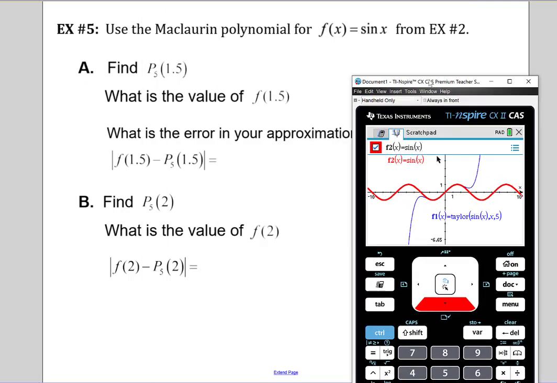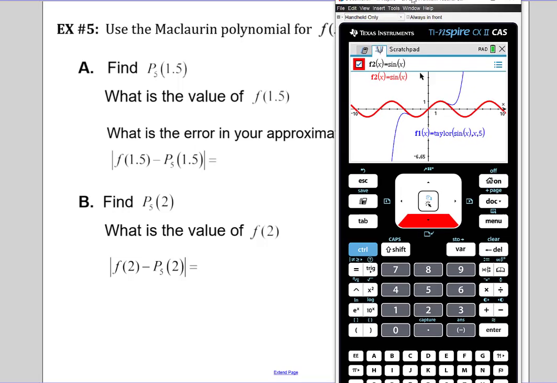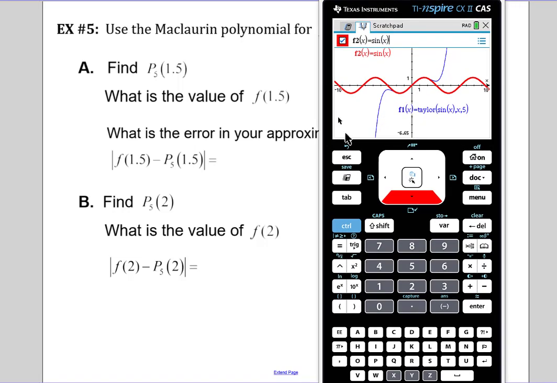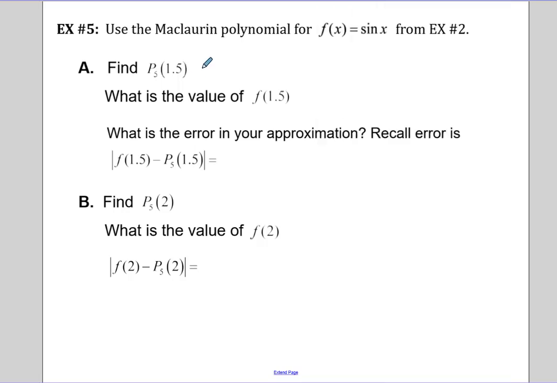So in example 5, it says use the Maclaurin polynomial from example 2 and calculate the p sub 5 of 1.5. And if we come back over here to the calculator window, I can ask for the variable with the f1 function, which is my Maclaurin polynomial, and the function value at 1.5 is 1.00078125.